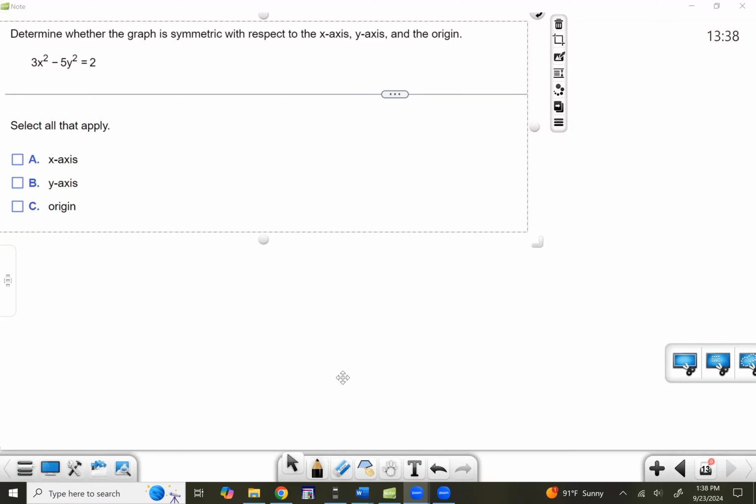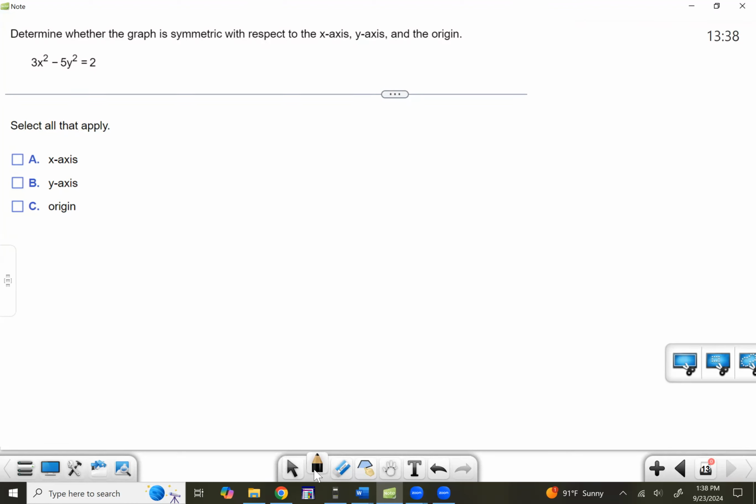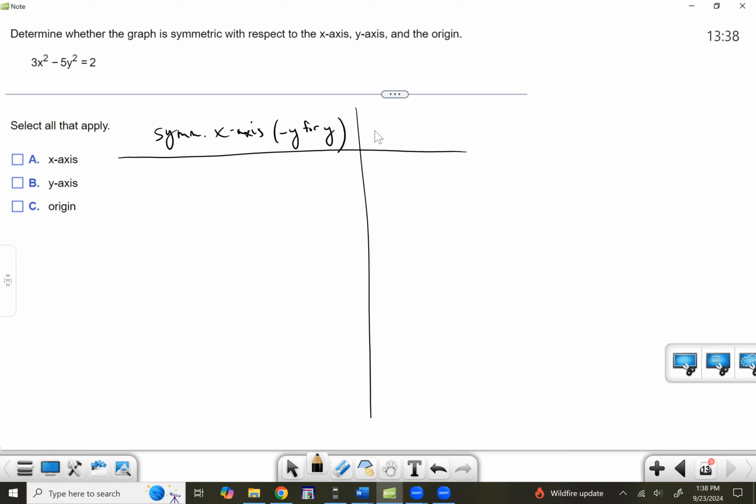All right, let's take a look at how we determine whether something's symmetric to the x-axis, the y-axis, or the origin. So if you want to determine if you have symmetry to the x-axis, then you're going to have to substitute in negative y for y. If you want to determine if you have symmetry to the y-axis, you're going to substitute in negative x for x.